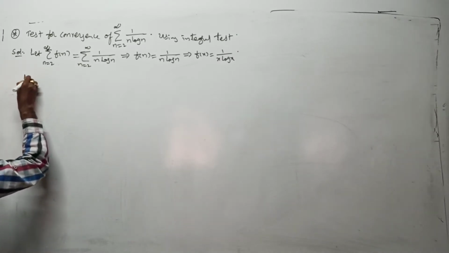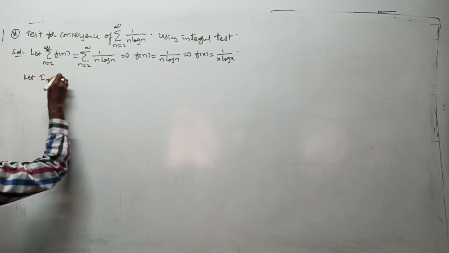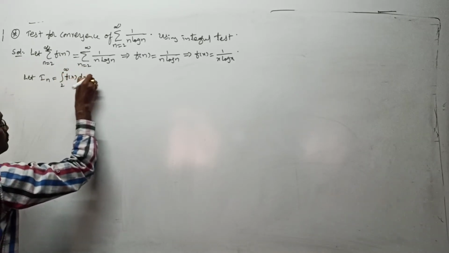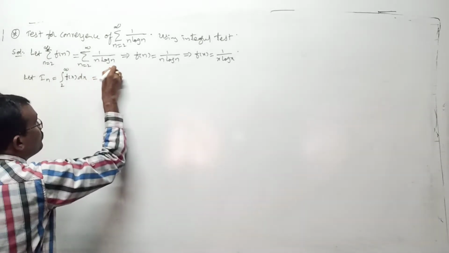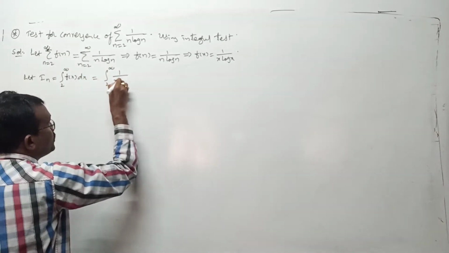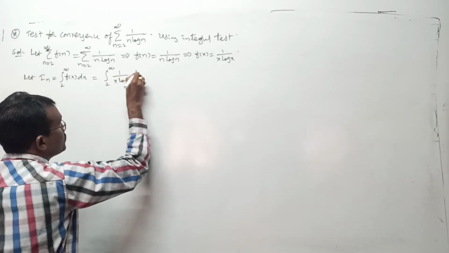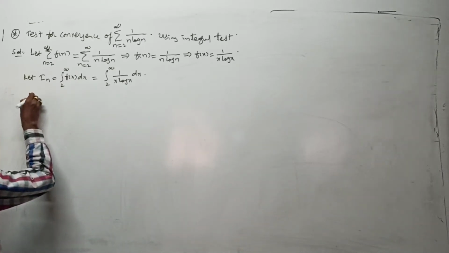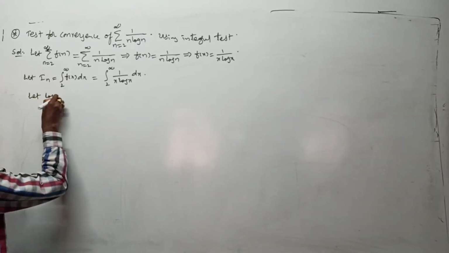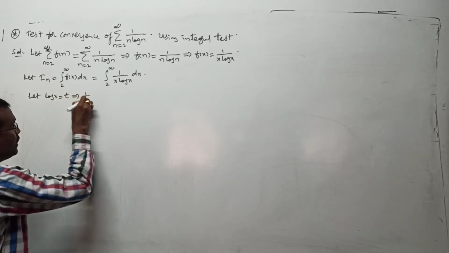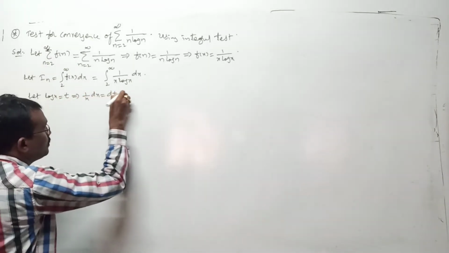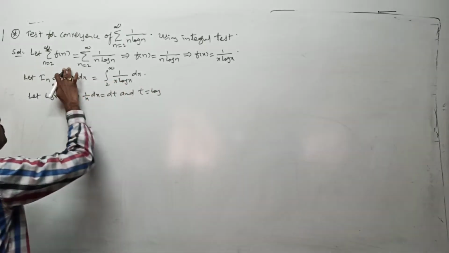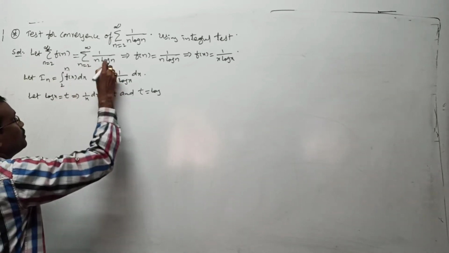Let I n be equal to integral 2 to infinity, here again f of x dx. This is integral 2 to infinity. F of x is what? 1 by x into log x dx. Here again use the substitution method, log x equal to t, to evaluate that integration. Let log x equal to t, then 1 by x dx becomes what? Dt, and t varies from, sorry, it is 2 to n. I did it wrong here, it is 2 to n.